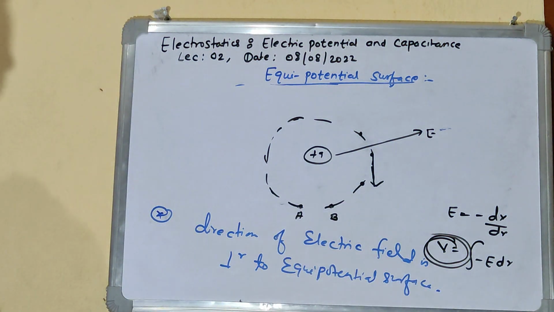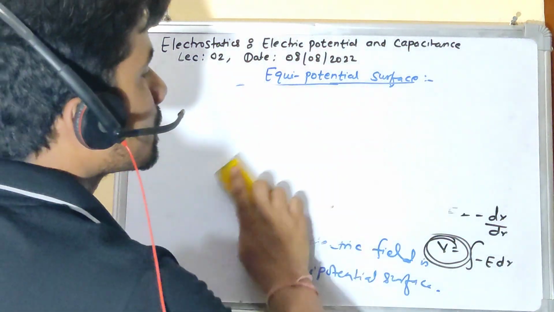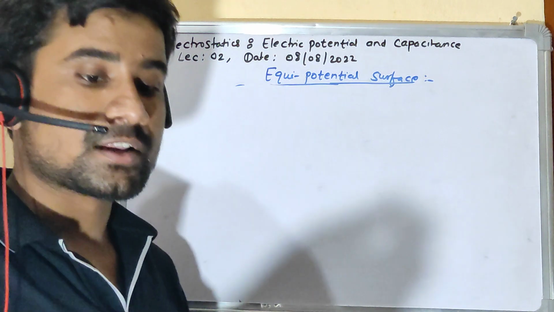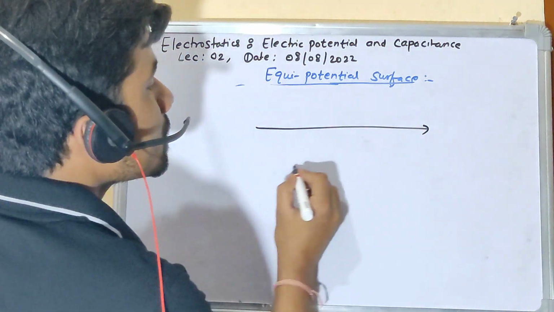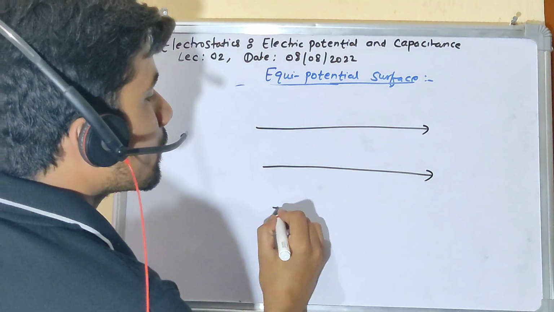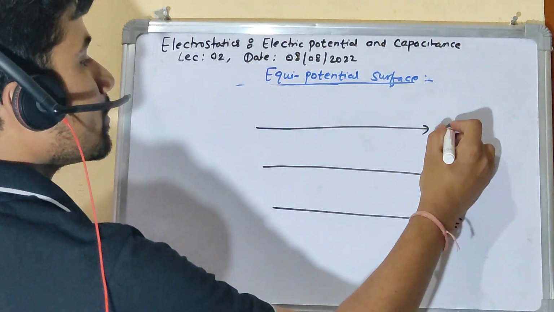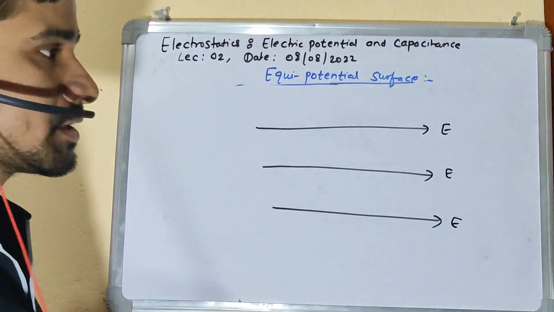Let's draw one more equipotential surface. Let's talk about a uniform electric field. This is a section of uniform electric field, where I'm indicating the magnitude. This is a uniform electric field, and the field is increasing in this particular direction.